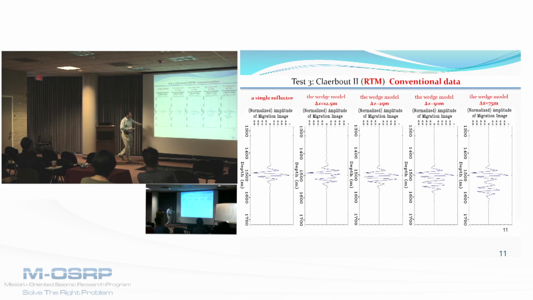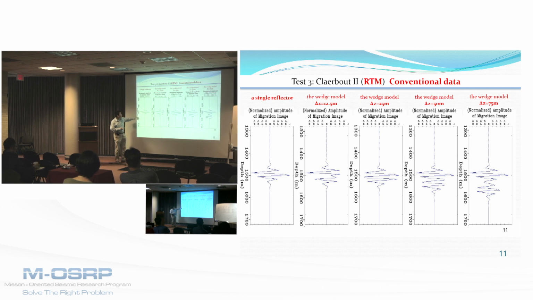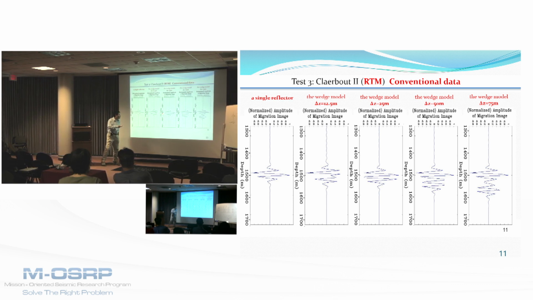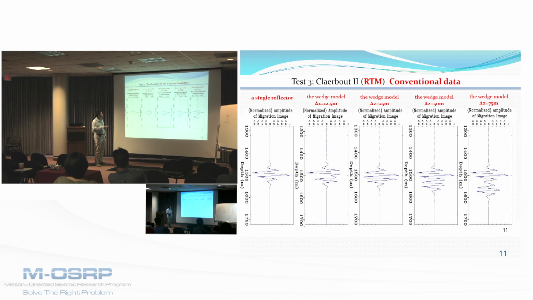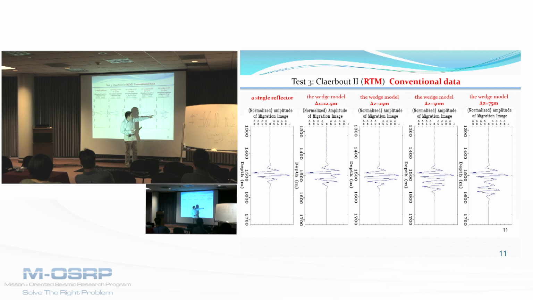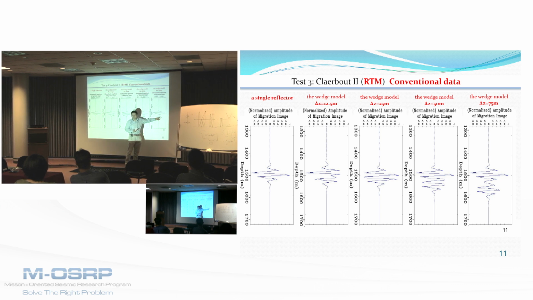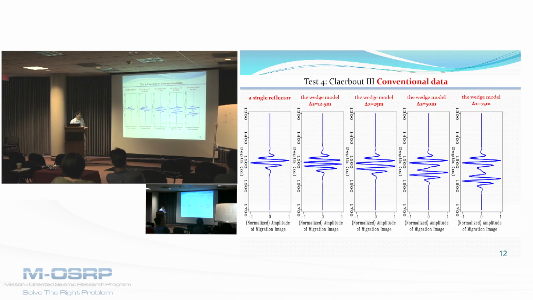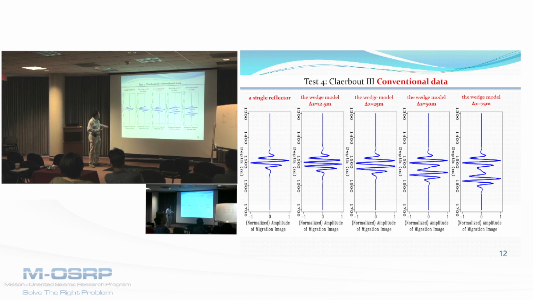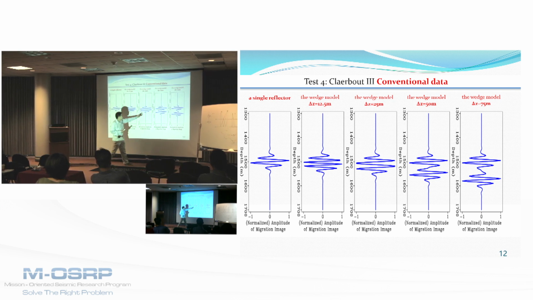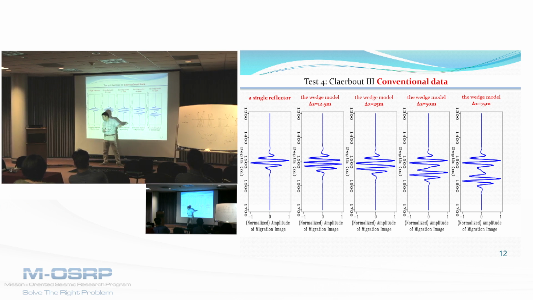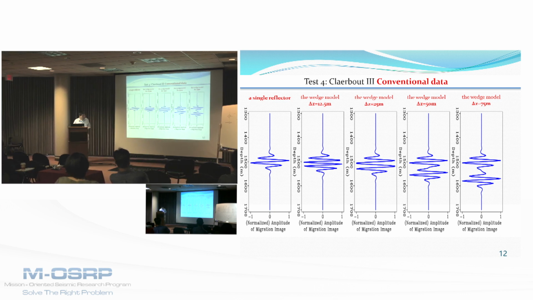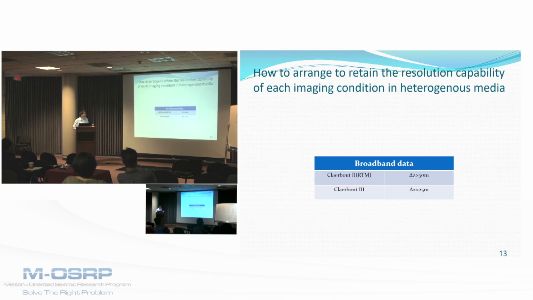Similarly, we have the one reflector, and we have the 12.5 meter, 25 meter, and 50 meter gaps. Up to 50 meters is still not enough, but at 75 meters we have two groups of events, so we know we have two reflectors. And similarly in C2, in this case, I think the necessary gap is 50 meters. So we have that for the broadband.